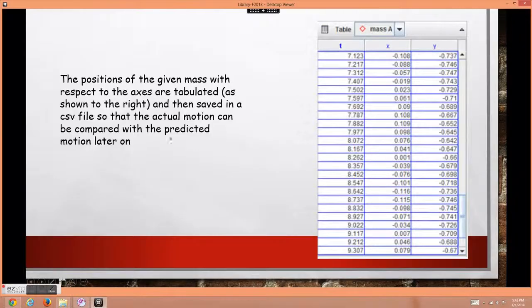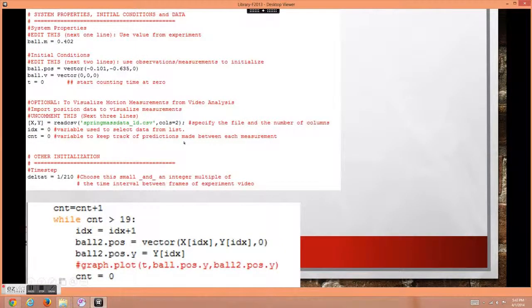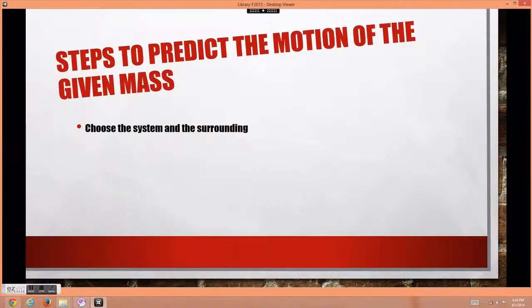The positions of the given mass with respect to the axis are tabulated and then saved in a CSV file so the actual motion can be compared to the predicted motion later on. Here, the CSV file is being read and written into a graph. The ball's mass is specified as 0.402 kilograms. The ball's position was found through a tracker, and the ball's initial velocity is being taken as 0.